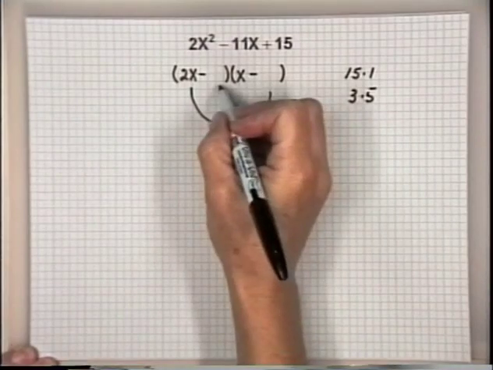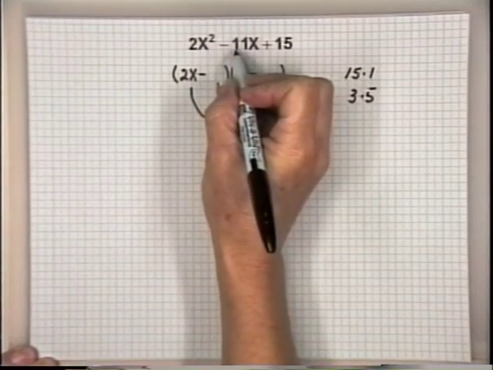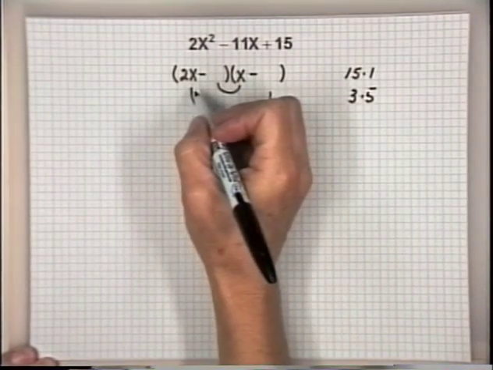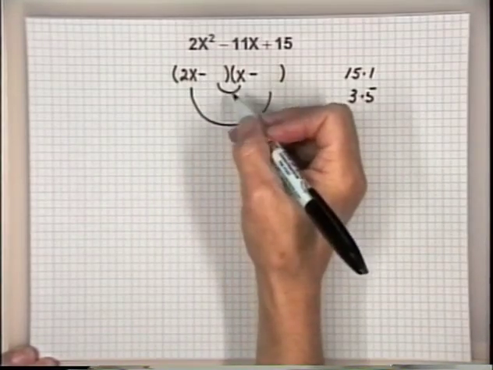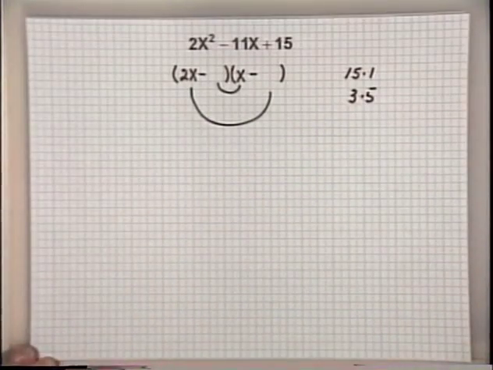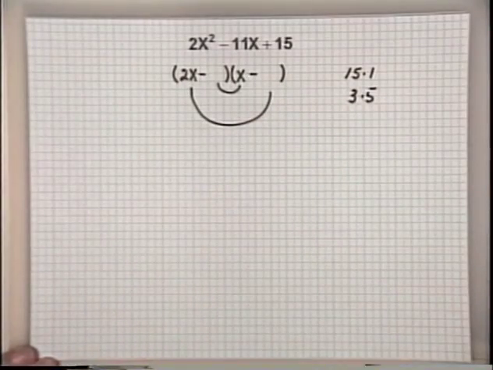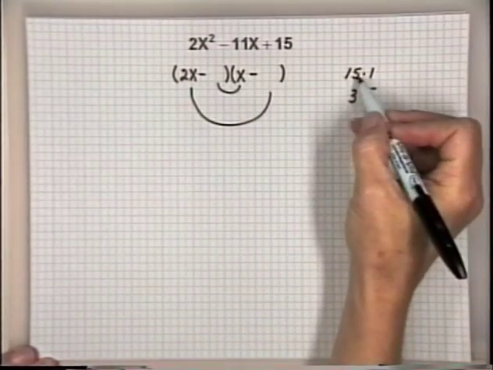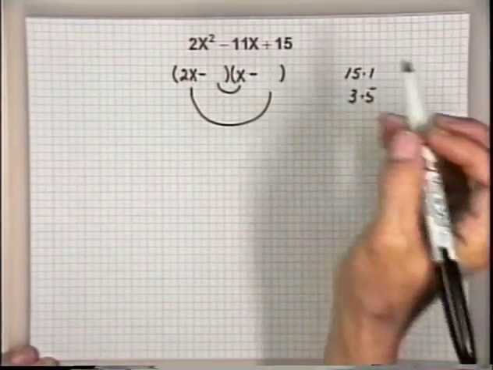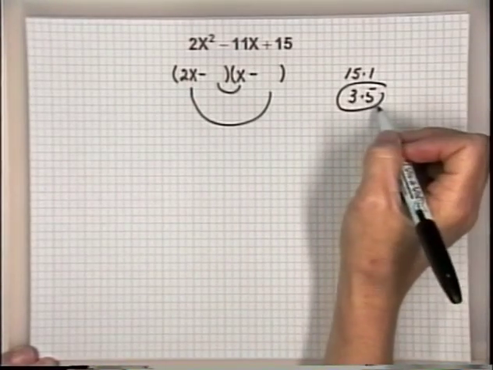Our outside product plus our inside product must give us negative 11. With these having like signs, that means these need to add up to 11. Also, whatever goes here is going to be multiplied by 2. 15 seems to be too big if we're trying to get 11, so let's try our 3 and our 5 here.